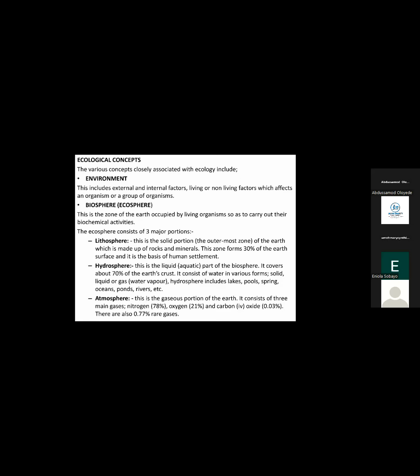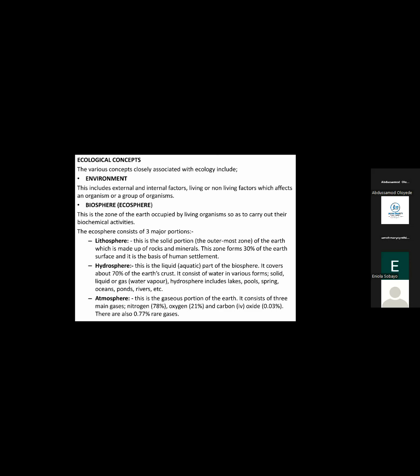Now, what are ecological concepts? Ecological concepts deal with the various concepts that are associated with ecology. That is, those terms that are needed while studying the environment. Now, we talk about environment. It's the first aspect, because when we talk of ecology, for example, I was talking to one of my students recently, and I asked them, what is ecology in one word? They were just saying different things. I had to make them understand that ecology in one word means environment. When you hear the word ecology, you are talking about environment, how organisms relate to the environment.